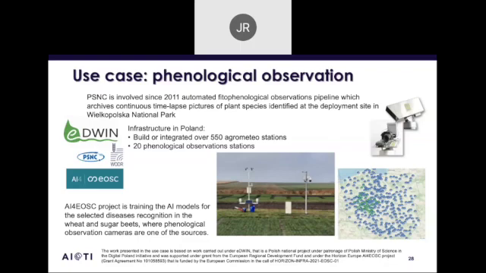So in addition, together with our partner from the Wielkopolska Advisory Agriculture Center, we also now use this kind of data together with data coming from satellites and drones, and also sent by farmers through mobile apps, to train AI models for selected disease recognition in wheat, and currently wheat and sugar beets. And the phenological observations are one of the sources.